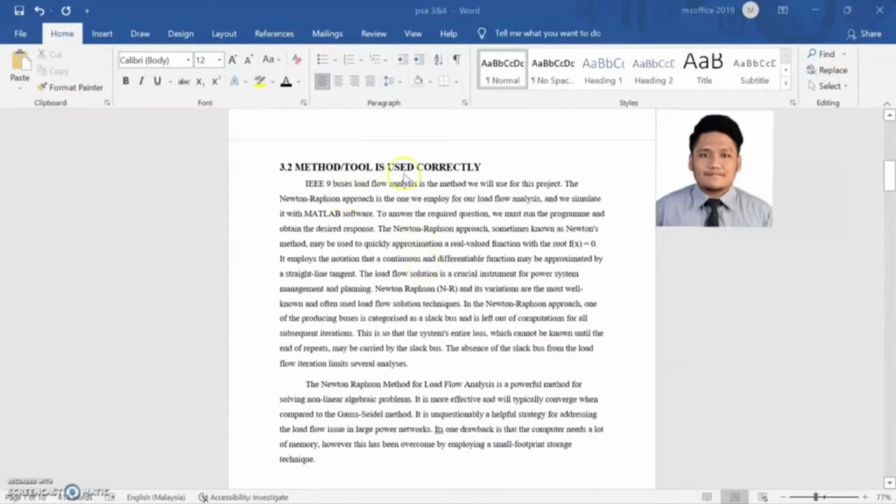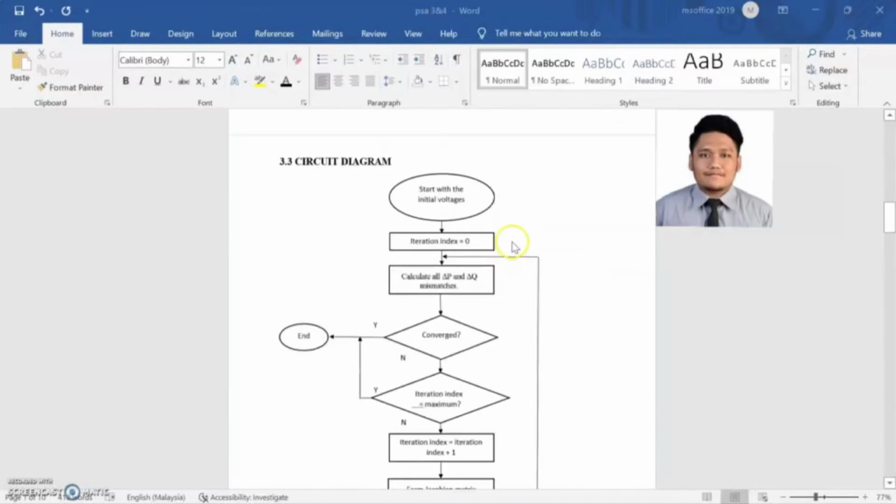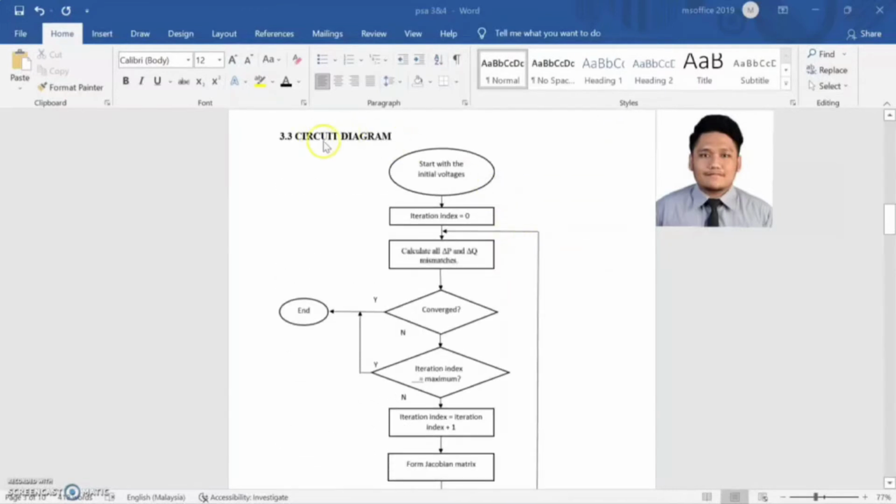The method or tool is used correctly. The method that we use is IEEE 9 bus load flow analysis, and we use the software MATLAB to simulate our project using the Newton-Raphson method approach. This is our circuit diagram.